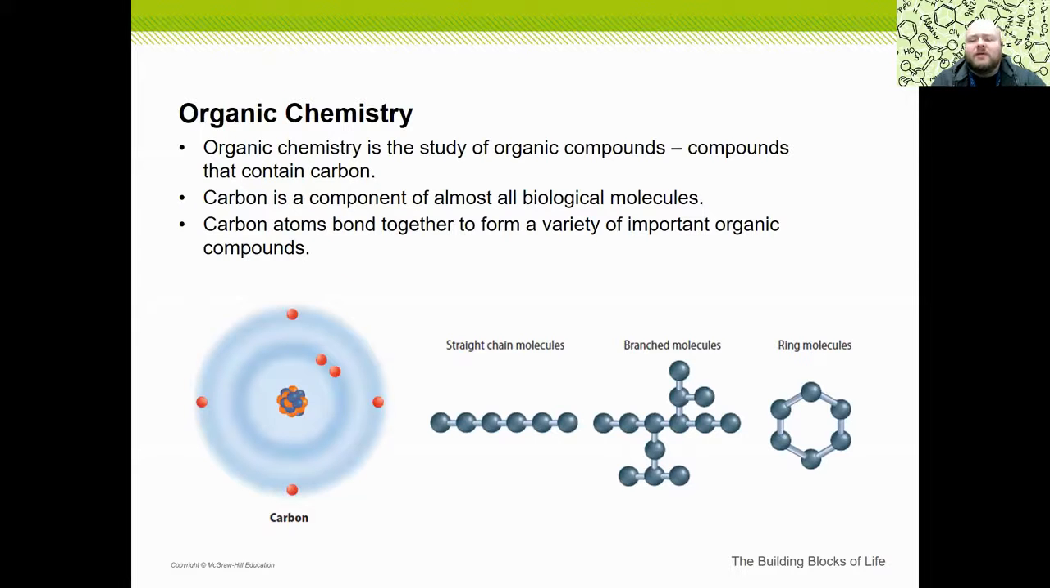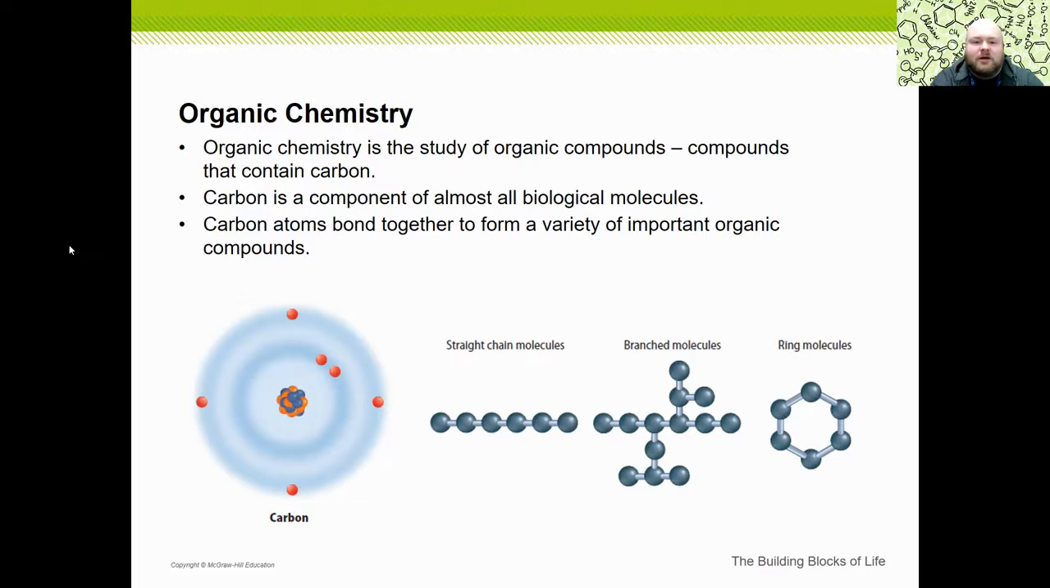First, let's look at a few basic things. When we're talking about the macromolecules that deal with the molecules in our body, we're talking about organic chemistry. And organic chemistry is the study of organic compounds, which are compounds that contain carbon, but more importantly, it's the stuff that makes up living things. Carbon is a component of almost all biological molecules. Carbon atoms bond together to form a variety of different compounds, and those are the macromolecules we're going to talk about in a second.